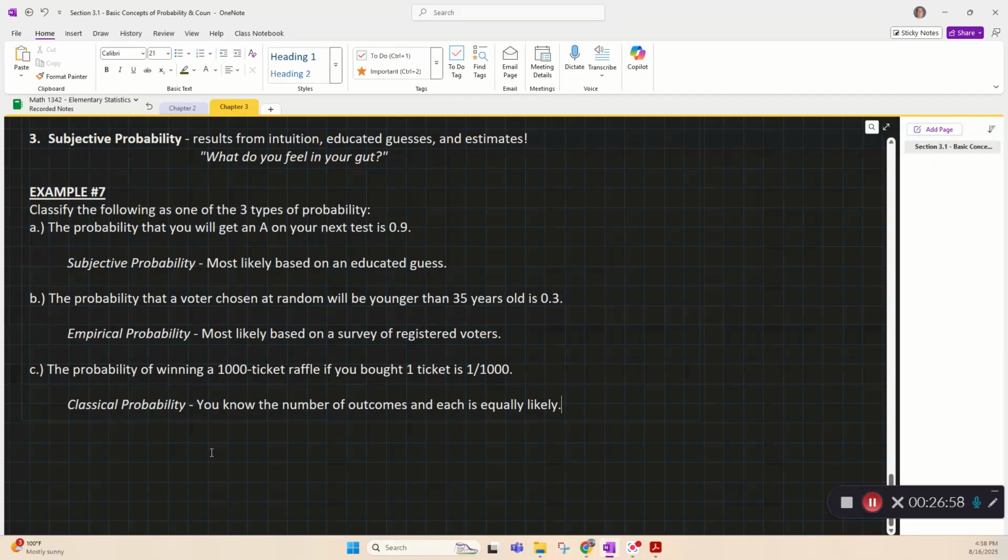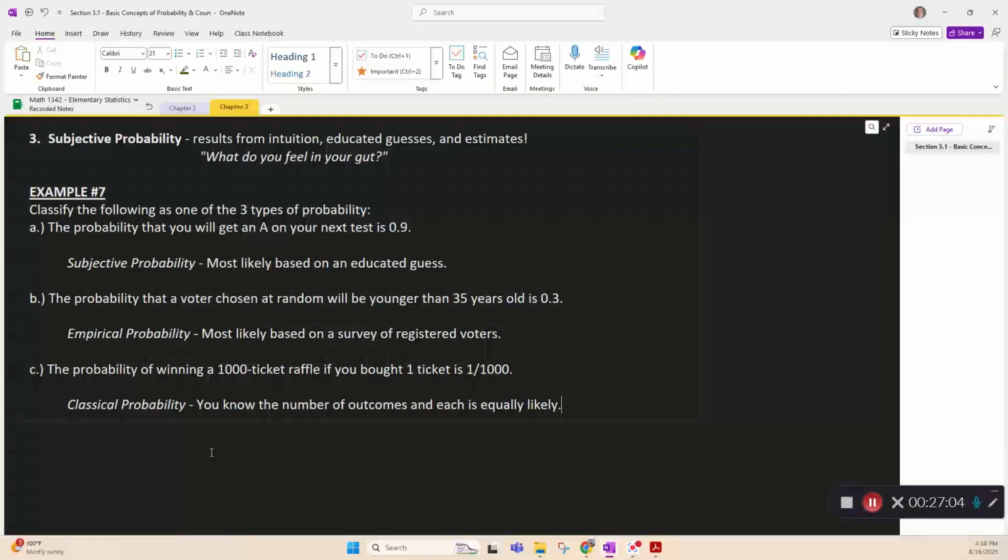Okay, so those are our three types of probability. We have classical, empirical, and subjective. Stay tuned for our last video over section 3.1, where we look at complementary events and then just kind of tie everything together.